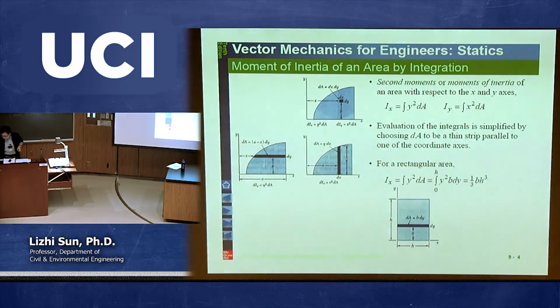So let me go back to look at the result I just showed you. If you want to design a beam with a higher moment of inertia, you need to increase h instead of increasing b.